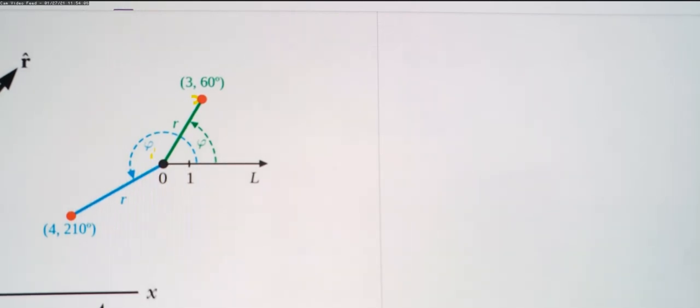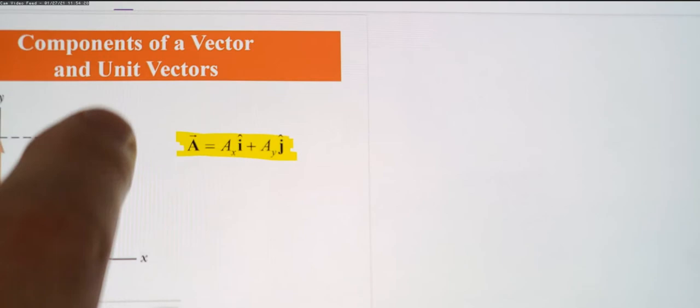Okay, how can we have a graph with meters? No, it's not a real physical graph. It's just to illustrate for you that the unit vector is 1 and it will take a unit of the axis. It's just imaginary to explain.